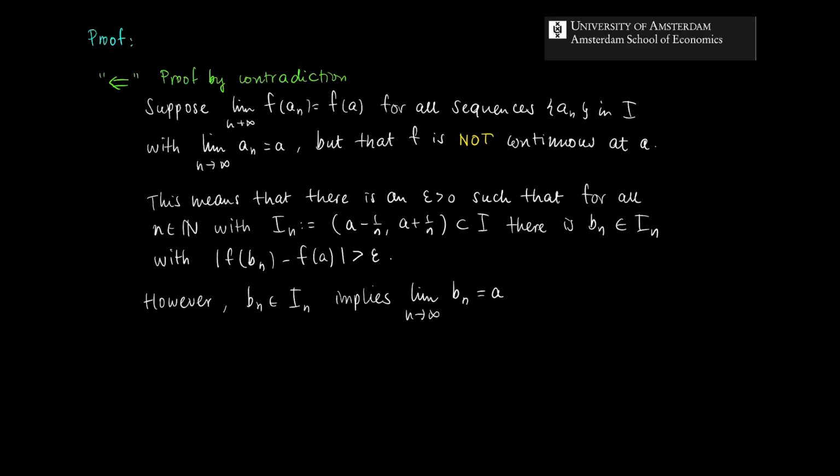So by assumption, we should have that the limit of f(b_n) should be f(a), right? We assume that any sequence that converges to a should have corresponding images with limit f(a). But that cannot be true, right? Since the difference between those elements is always at least epsilon. So the f(b_n) are not closing in on f(a), which is a contradiction, right? So that concludes the second part of the proof.